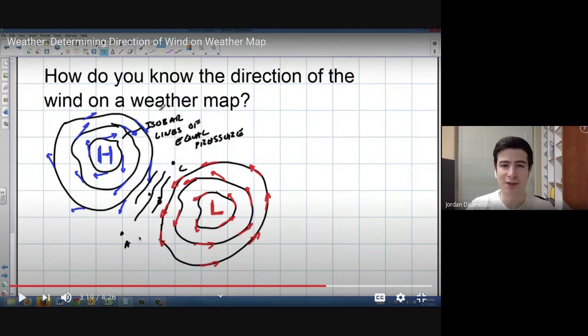You can see that when you draw these arrows around the low and high pressure zones, you get a better idea of where the wind direction will be. So this is just a simple way to think about it. I know it's more complicated than saying high pressure moves to low pressure, but this is more accurate.